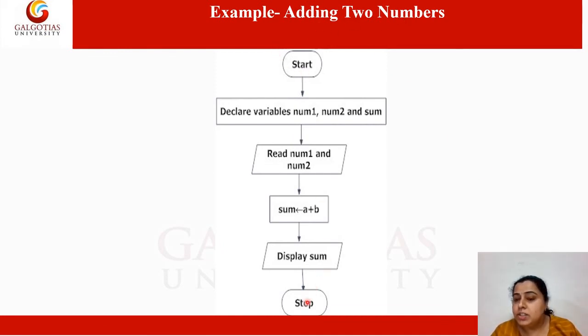There are different ways of writing it. We read number 1 and number 2 because it's a read, then it is a parallelogram. We write sum is equal to a plus b. We display the sum and we stop. This is a way to add two numbers.